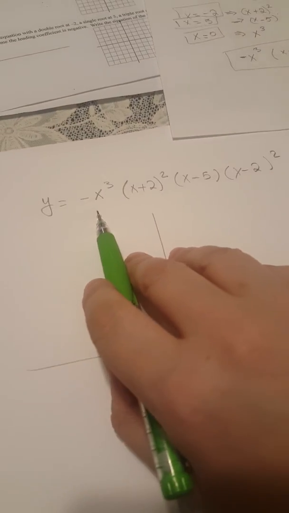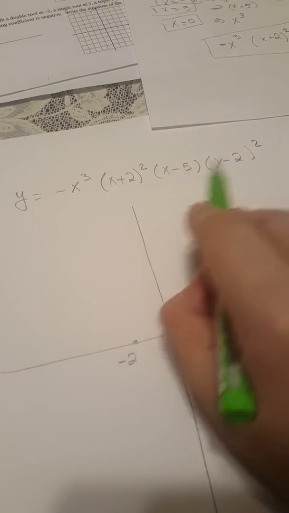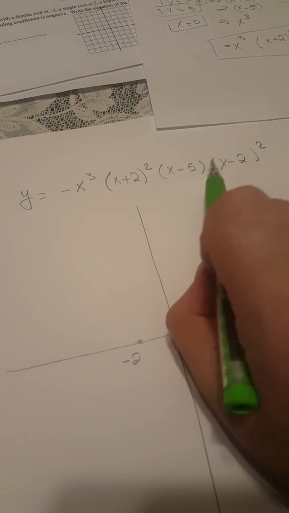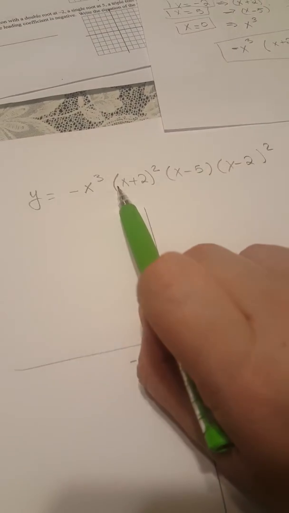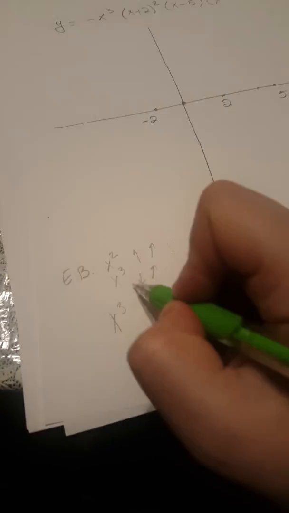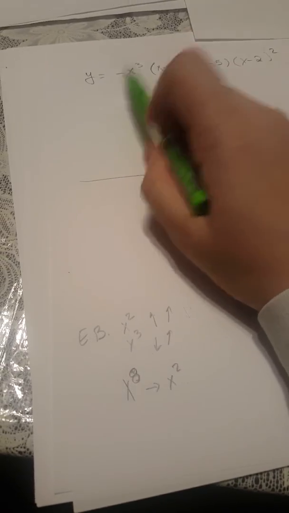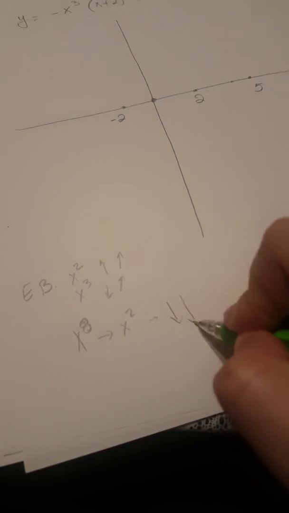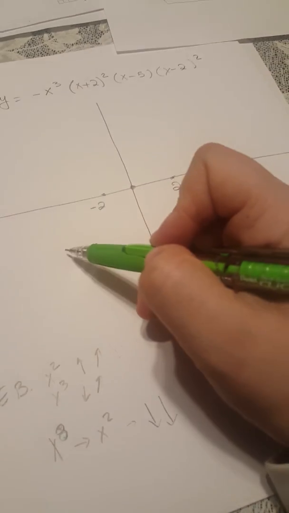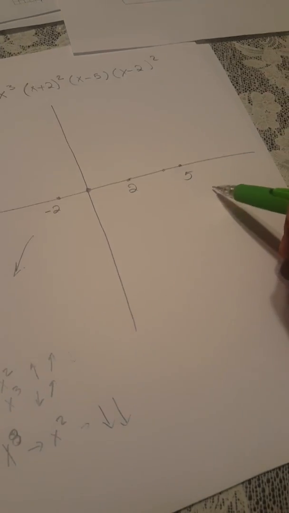So let's count how many x's we have here. We have 3, 4, 5, 6, 7, 8. Because right here we have x squared and x, and right here we have an x squared and x cubed. So we have x to the power 8. X to the power 8 would be in the family of x squared. But the leading coefficient is negative, so instead of going up, up, it will be going down, down. So we know from here it is going down. Okay, down, and right here it's going down.